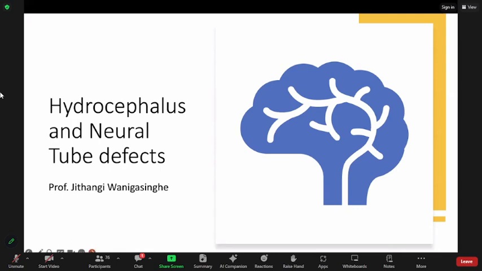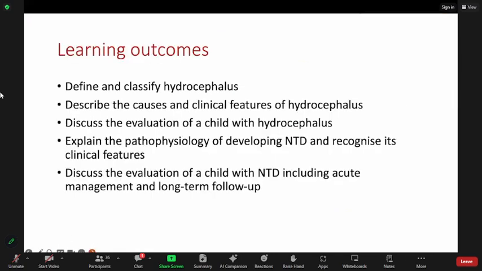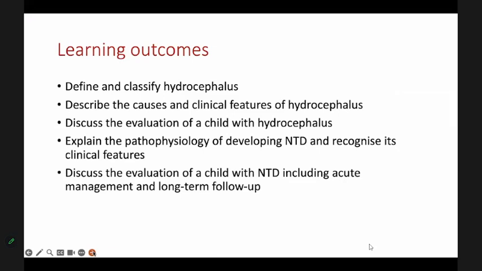Okay. So these are the learning outcomes of the first one. We'll have to define and classify hydrocephalus. Then we will have to understand the causes and the clinical features of hydrocephalus in children. Mind you, this is in children. Then let's discuss the evolution of a child with hydrocephalus, what happens thereafter. And then we try to match it with the development of hydrocephalus in neural tube defects. And then we also try to discuss the evolution of a child with neural tube defect, including the acute management and the long-term follow-up, right? So that's what we would be talking about.